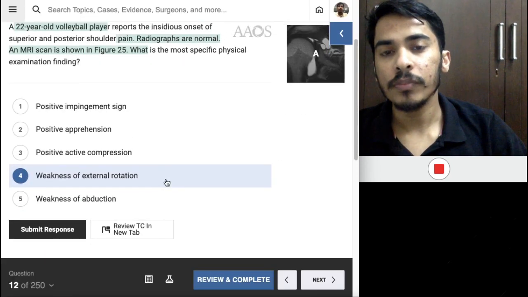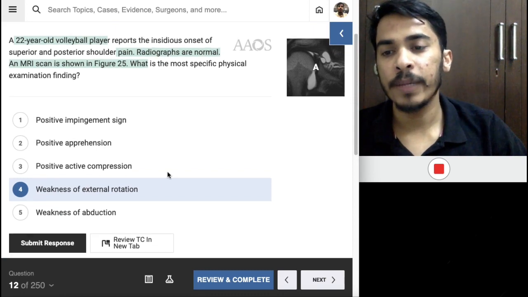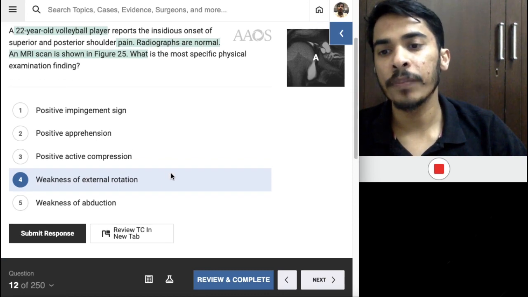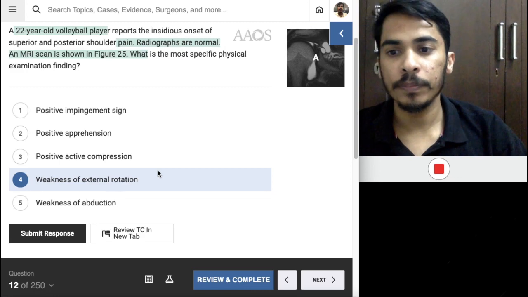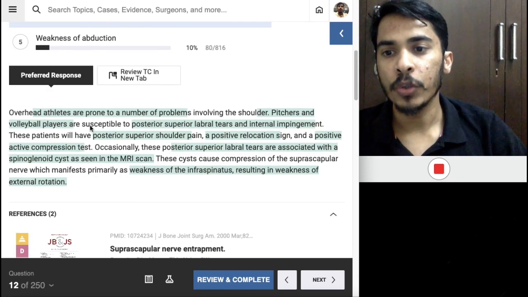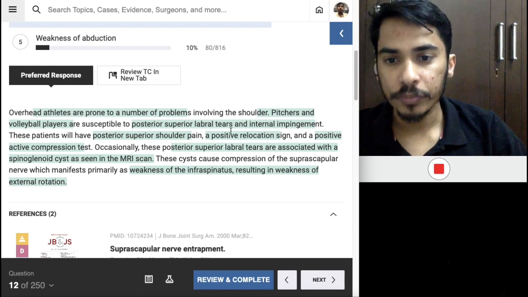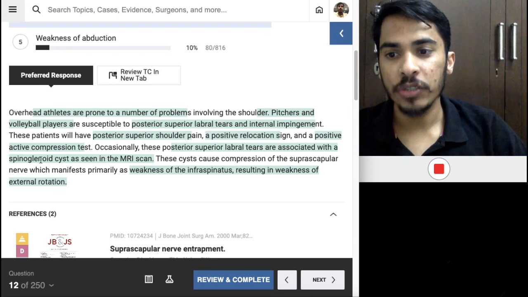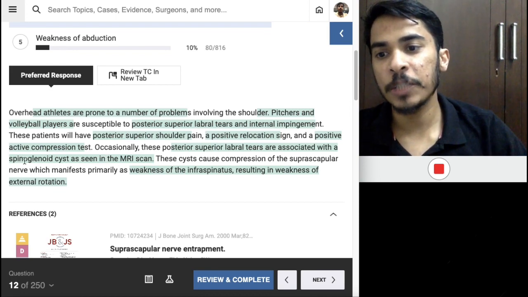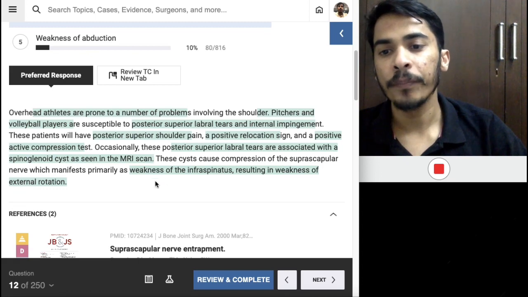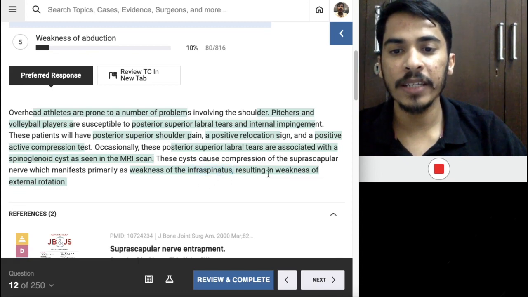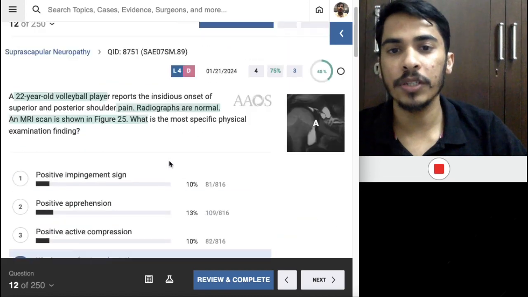So suprascapular nerve palsy can cause weakness in external rotation due to the weakness of infraspinatus muscle. In overhead athletes, there is high risk of posterosuperior labral tear, which can lead to paralabral cyst. It is a posterosuperior labral tear associated with a spinoglenoid cyst that is seen in MRI. It can lead to weakness of infraspinatus, resulting in weakness of external rotation.